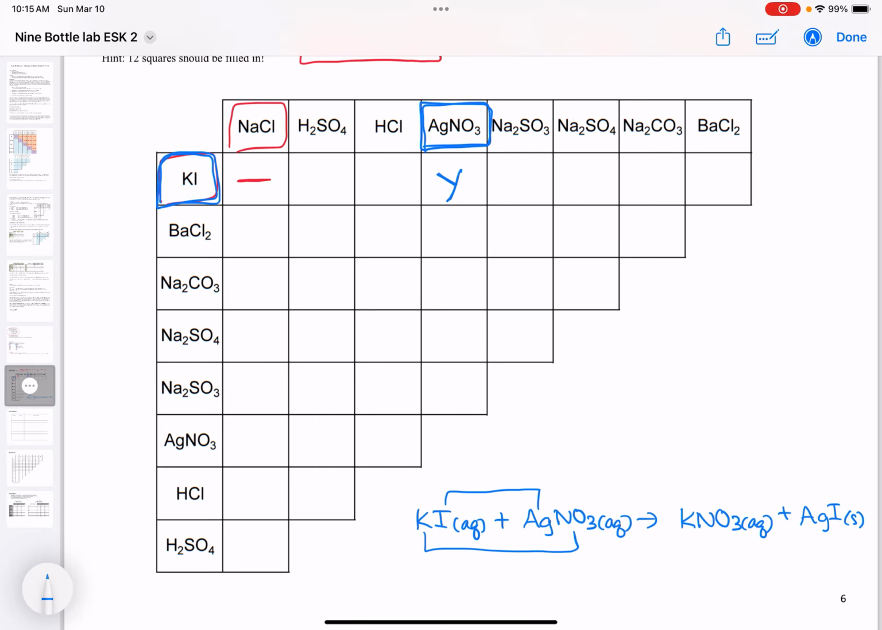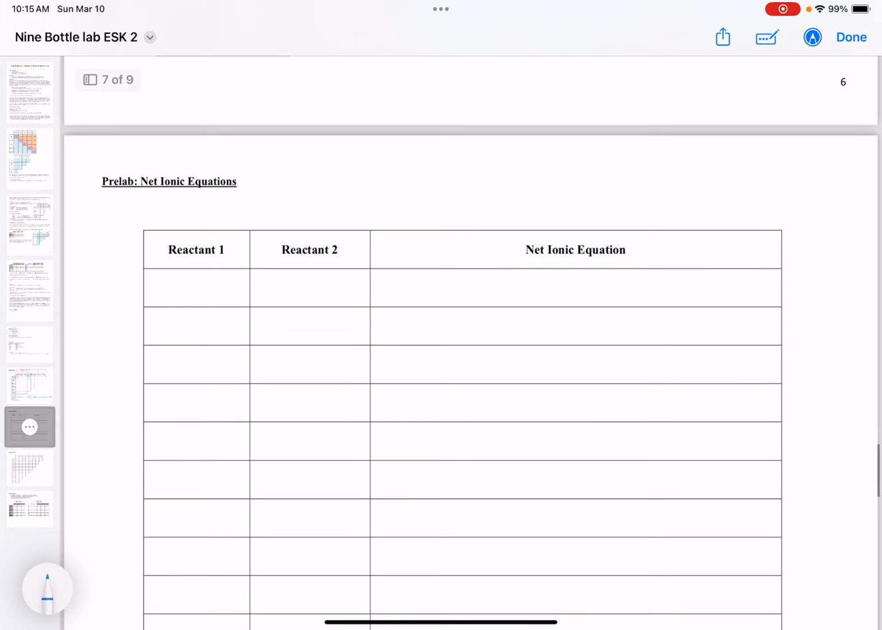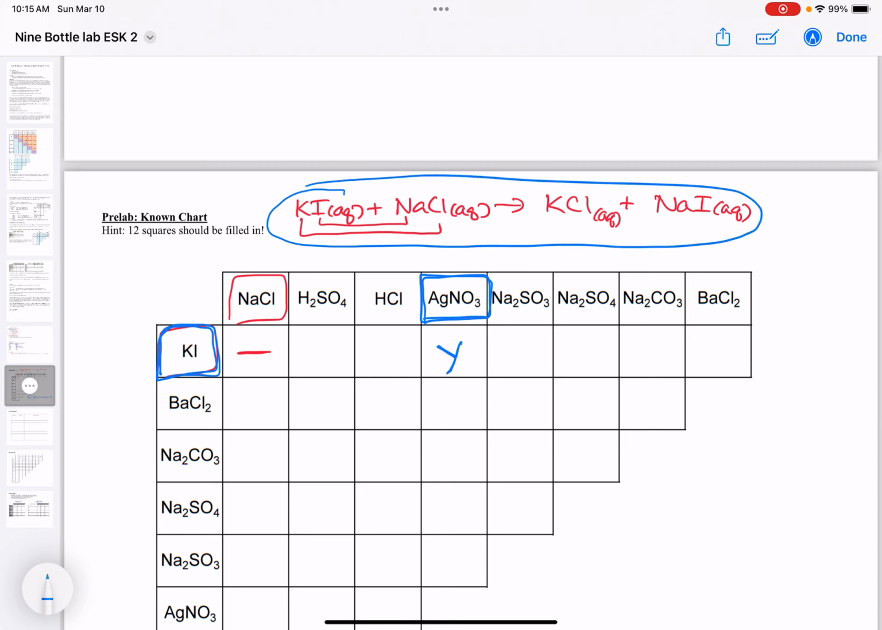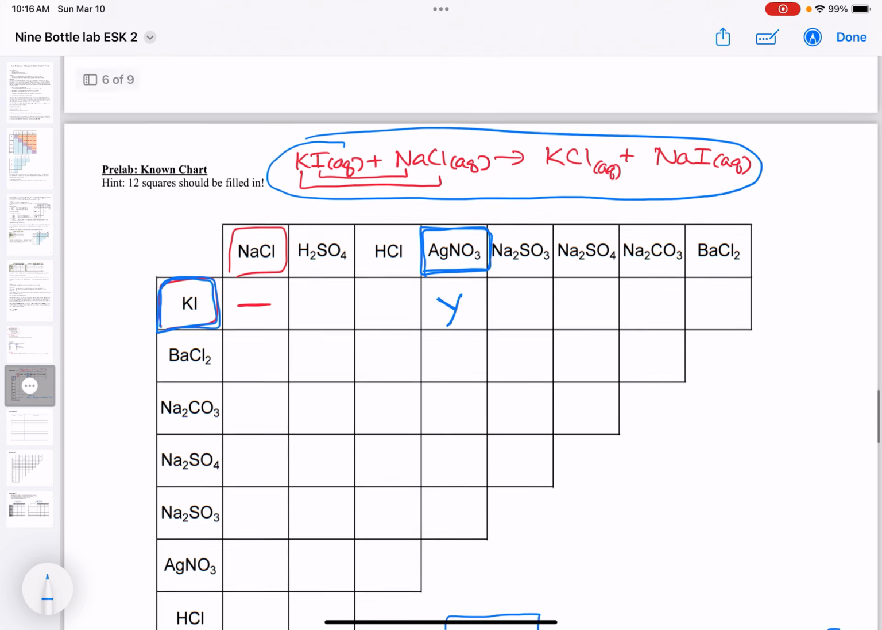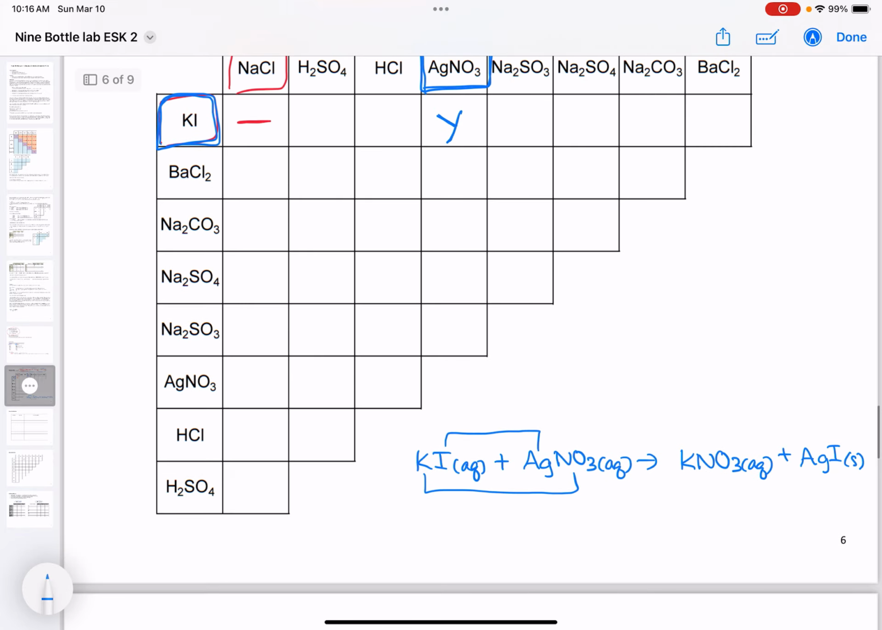And then for every one that does form a product, you have to write a net ionic equation. So you don't actually have to write out, like for this one here, since it didn't form any products. I might want to do that work on a piece of notebook paper, but I don't need to actually record it for the lab. I don't need to submit it.